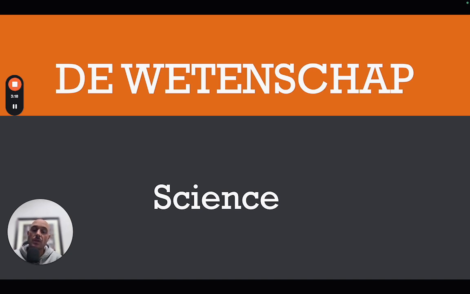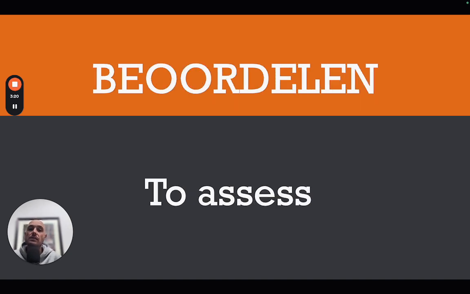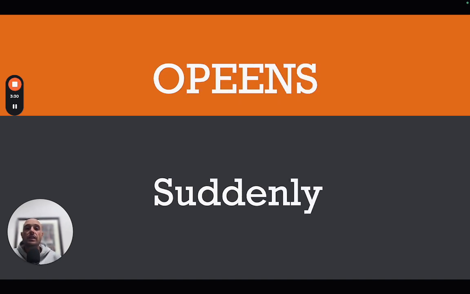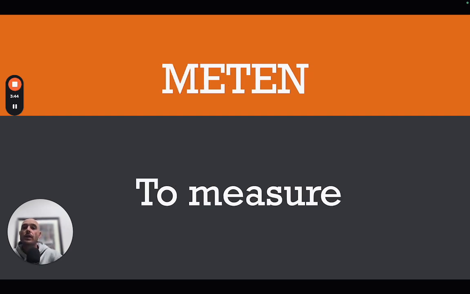De wetenschap, science. We continue, and beoordelen. Beoordelen is to assess, alright? Een situatie beoordelen is to assess a situation. We continue, and opeens. Opeens is suddenly, alright? When something happens suddenly, you can say opeens, alright? This suddenly happened. Opeens gebeurde dit.